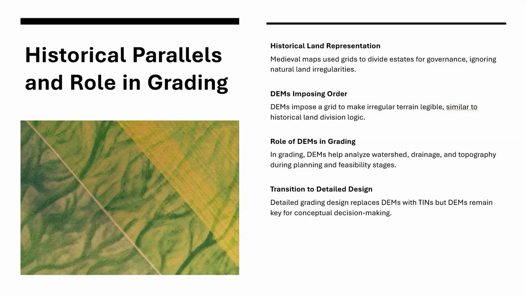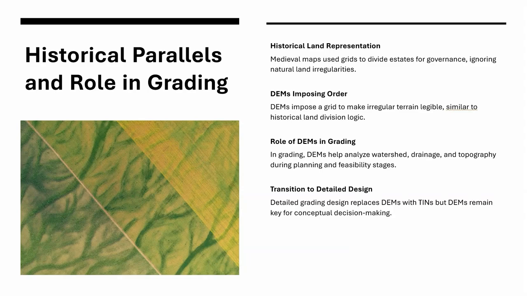In a sense, DEMs are repeating that same logic. They're imposing order for the sake of clarity and efficiency. The land is irregular, but the grid makes it legible. Just as feudal lords wanted simple records for their holdings, modern GIS systems want orderly data structures.